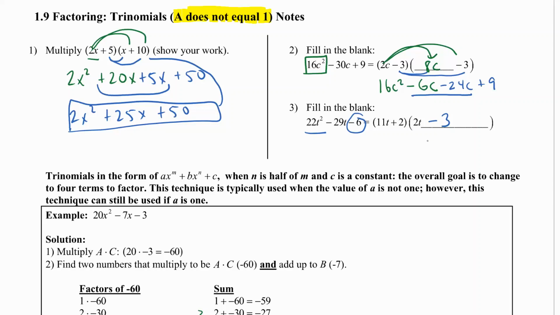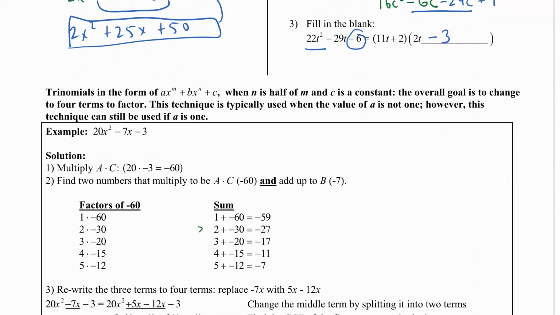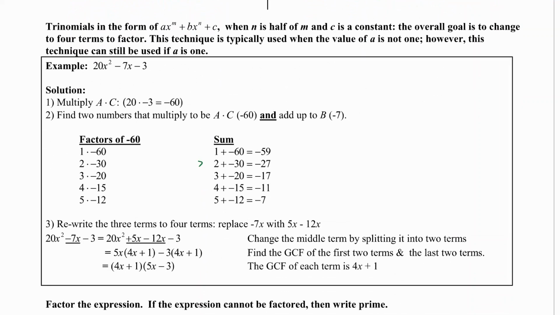And if we're going backwards and factoring, we could guess and check, but we're going to come up with a system of doing that. So this example has that. So again, this works for when we have trinomials, 3 terms. And really the key is also this right here, where the second exponent, n, has to be half of m.